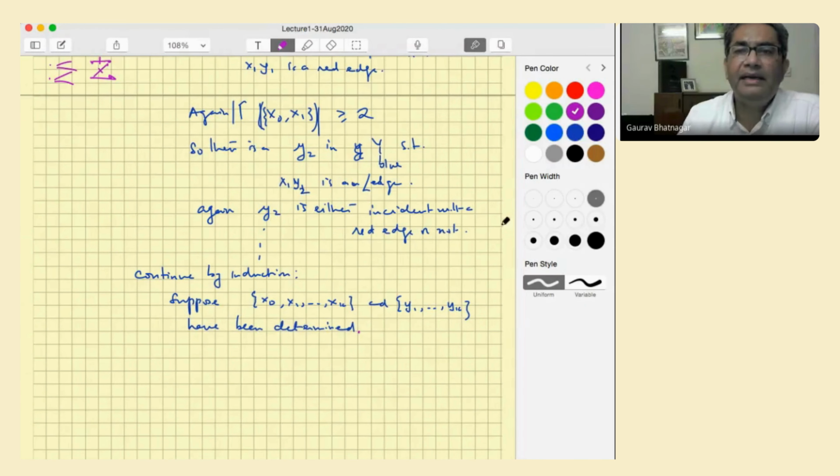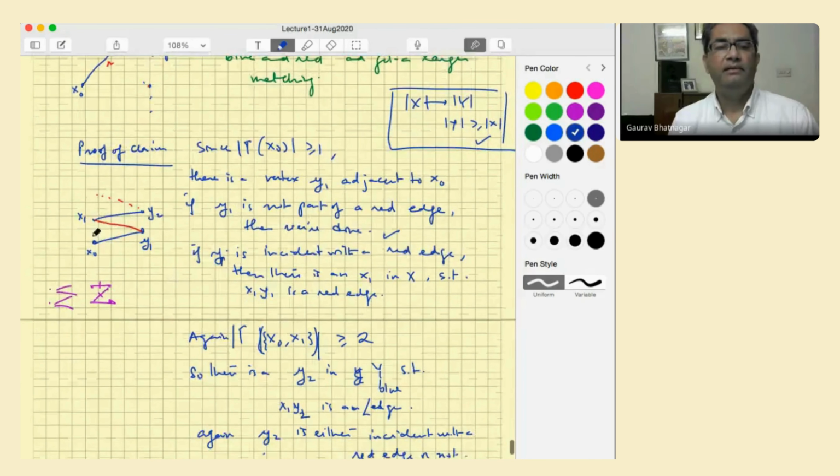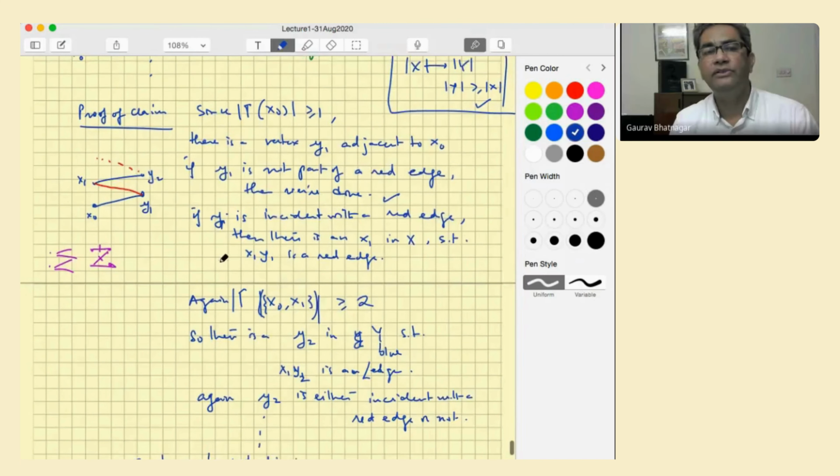And bipartite is needed, because we need the edge to go to the other side. Otherwise, you could get confused over here: how do we know that x0 is also not part of this gamma of x, and so on.